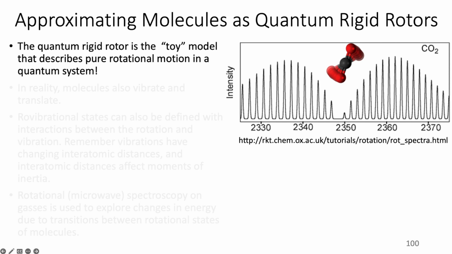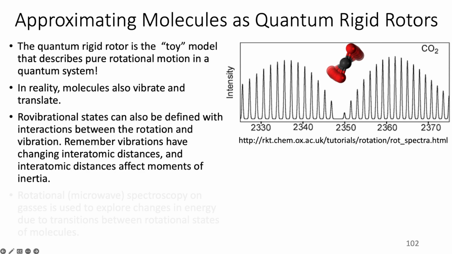So to give you context now, the quantum rigid rotor is the toy model that describes pure rotational motion in a quantum system, right? Molecules are not actually rigid, right? They vibrate and they translate. They have these other ways of having kinetic energy, right? Vibrations include kinetic energy, translations include kinetic energy, and rotations include kinetic energy. It's not like we can tell the molecule to only do one of these things. So in reality, they're doing all these things. But this is a really useful toy model to say, like, all right, I just want to understand rotation right now. And that's what we're doing.